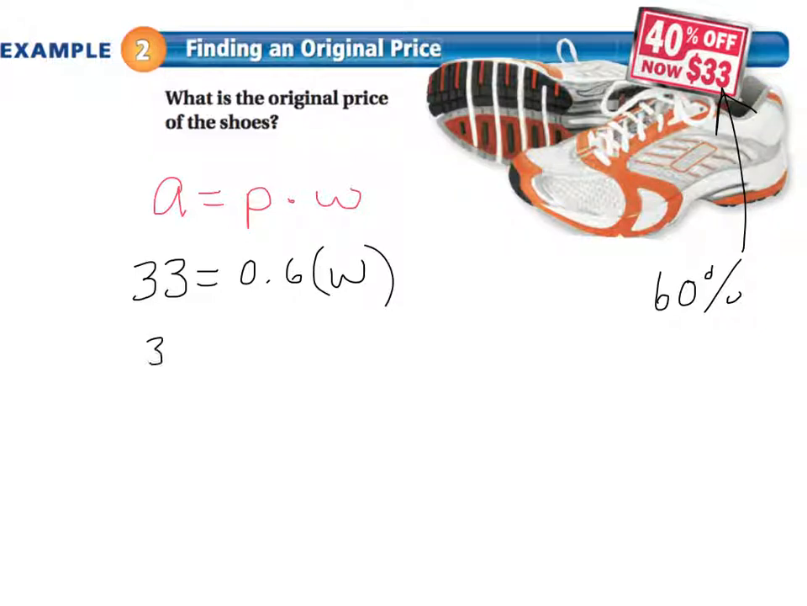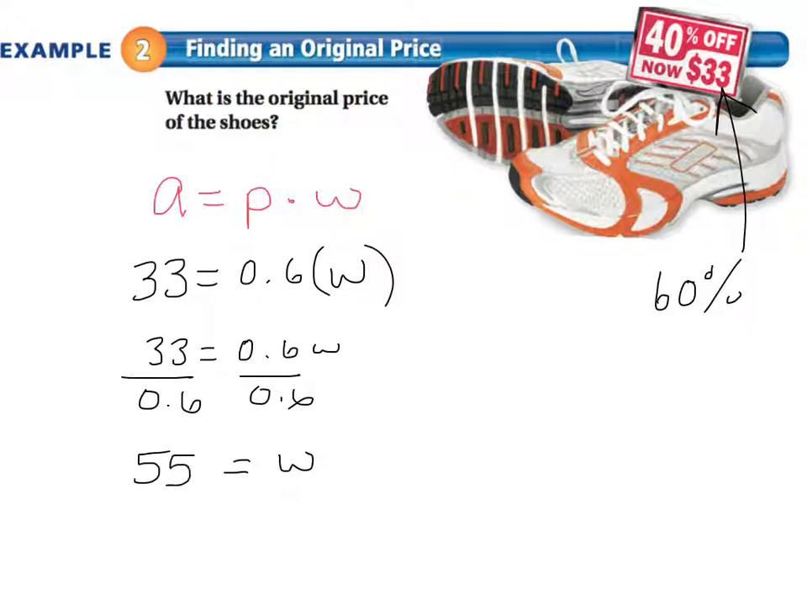So this would just be 33 equals 0.6W. Divide both sides by 0.6, which gives you the whole. 33 divided by 0.6 is 55. So the original price is $55.